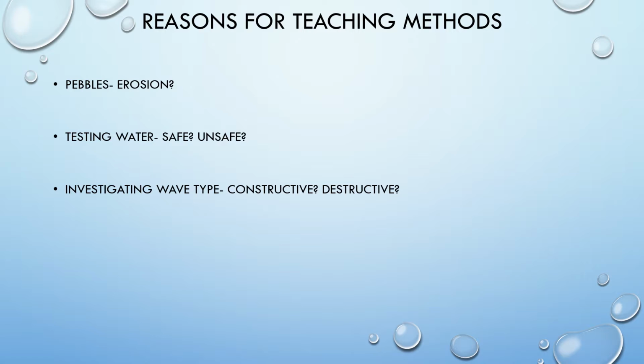By investigating the waves, you will figure out if they are constructive or destructive. Constructive waves have limited energy. They have a strong swash that transports material up the beach, increasing the amount of beach material and creating a shallow, longer beach. Constructive waves appear lower in height and are less frequent, about 6 to 8 waves per minute.